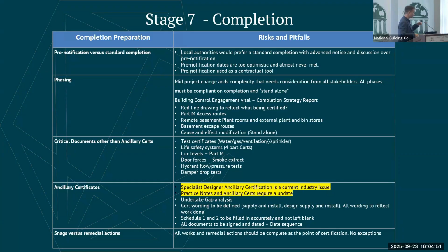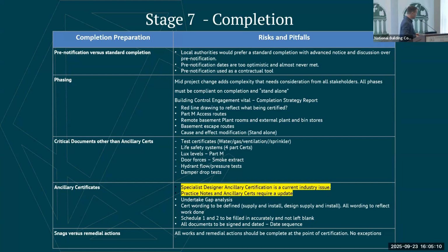Schedule 2 as well needs to be very, very clear what you did in terms of your design responsibility and what your output is. It is forgotten from time to time to fill it in at all or to fill it in correctly. It needs to be very clear what the output of that design was.